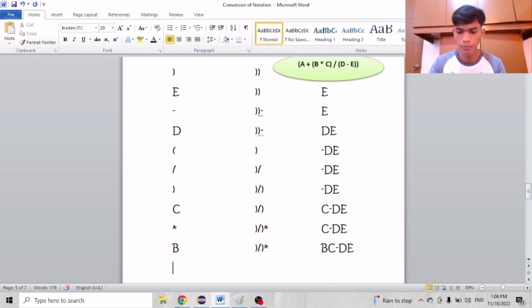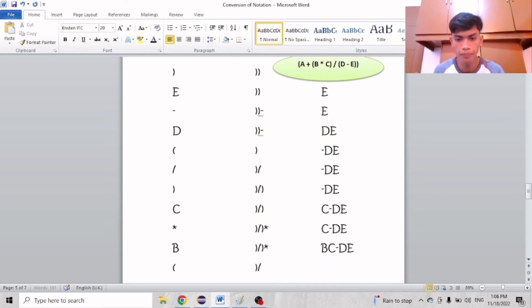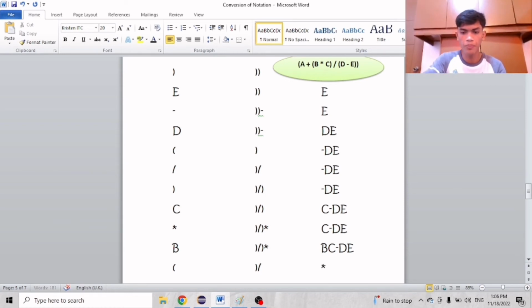After B, open bracket. So we see again the rules number 4, it needs to be pop. So let's continue. Put the pop here, then B, C, D, E.